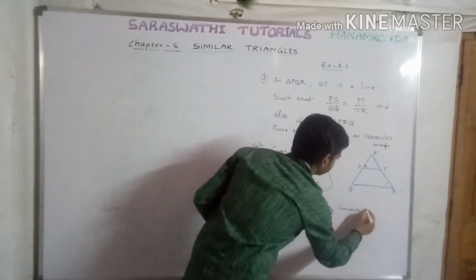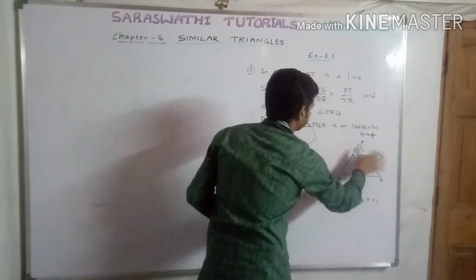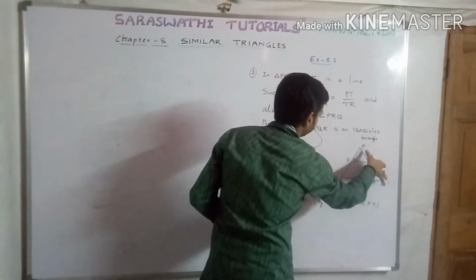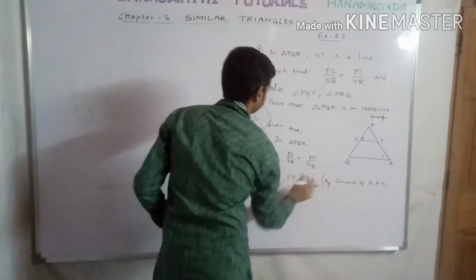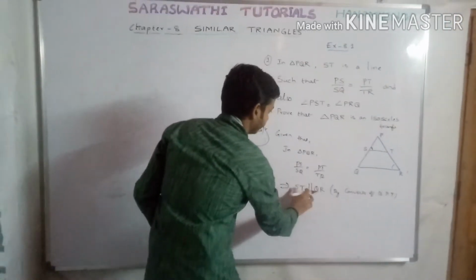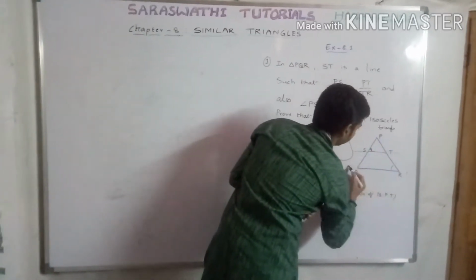By converse of BPT, that means SQ divides the two sides PQ and PR in the same ratio. Then it is parallel to the third side. So ST is parallel to QR.